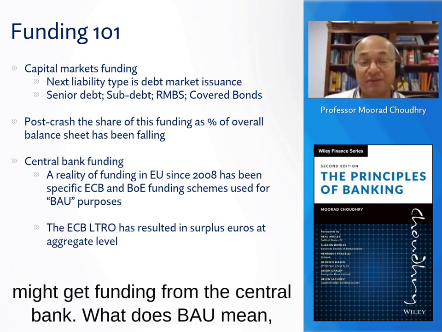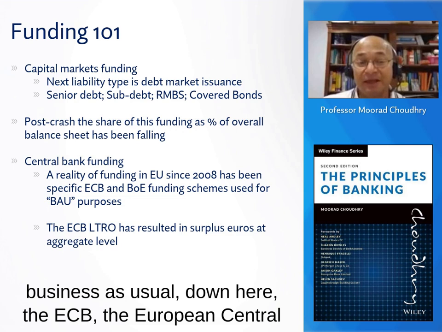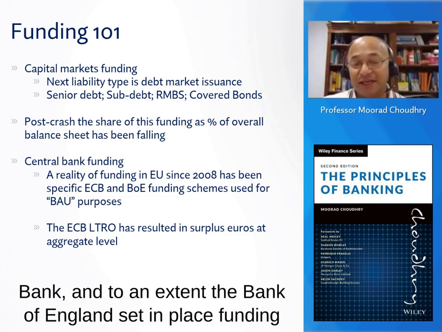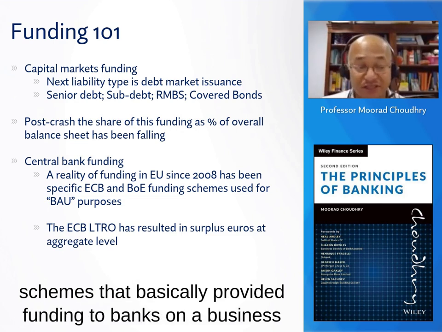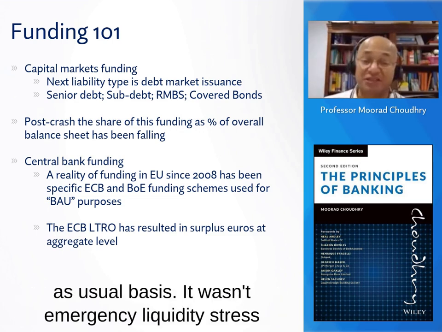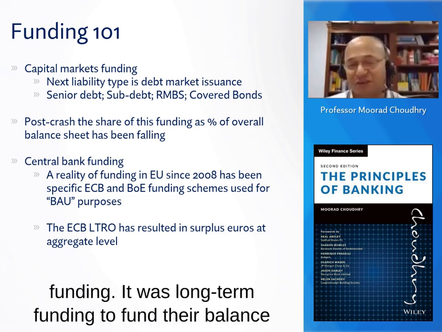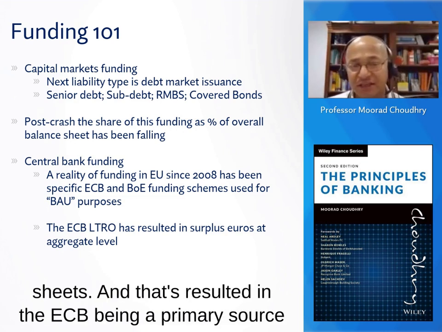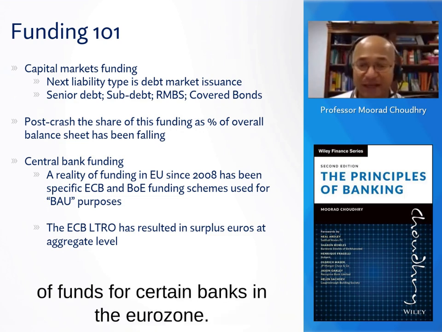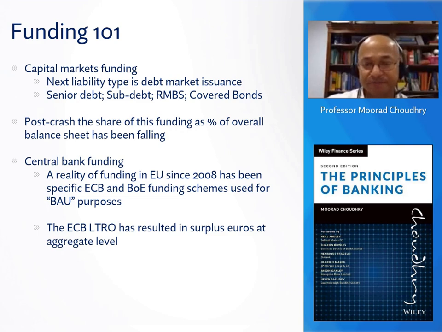What does BAU mean? Business as usual, here down here. The ECB, the European Central Bank, and to an extent the Bank of England, set in place funding schemes that basically provided funding to banks on a business as usual basis. It wasn't emergency liquidity stress funding. It was long-term funding to fund their balance sheets. And that's resulted in the ECB being a primary source of funds for certain banks in the Eurozone.